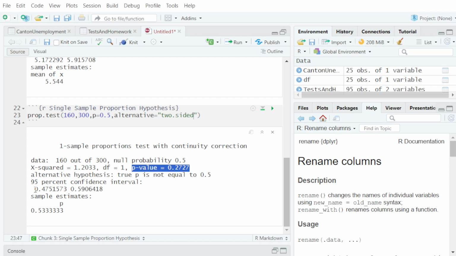We can also use the confidence interval here. Right? So 0.5 is very clearly within that range. So it is possible that this is a fair coin. It also provides the sample estimate here, so we did see that 160 out of 300 is basically 53%.